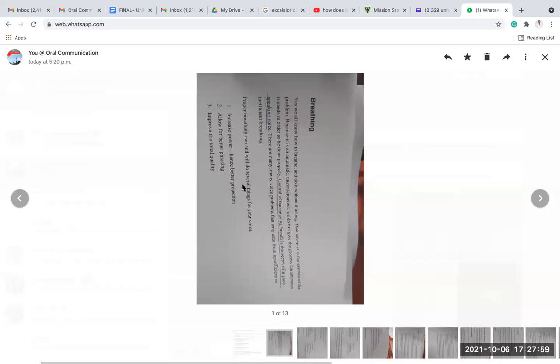And I think I actually had shared, let me go back to something that I was sharing in the WhatsApp, because I think that's one of the things that was there. That breathing can affect production. So if you see here, it says proper breathing can and will do several things. Increase the power, hence better projection. And projection doesn't mean shouting. That's not what projection means. Allow for better phrasing and improve the tonal quality.